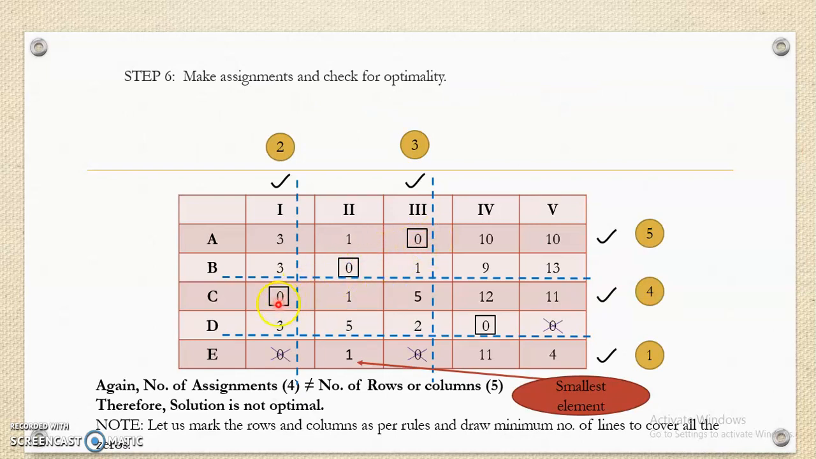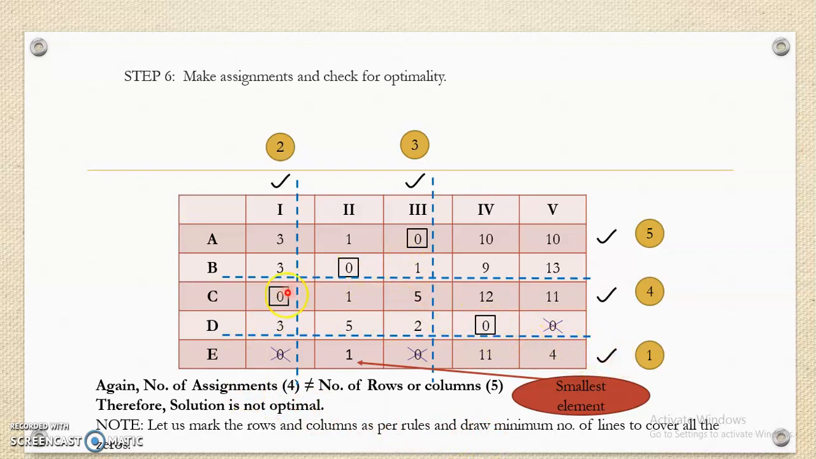Now first make assignments and then check whether the solution is optimal or not. Now here the number of assignments is not equal to the number of rows or columns. Therefore the solution is non-optimal. Now here a note is mentioned: let us mark the rows and columns as per rules and draw the minimum number of lines to cover all the zeros. So this is the routine procedure. Again I explain here how the lines are drawn.